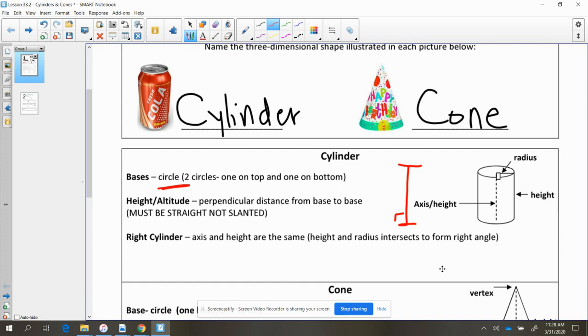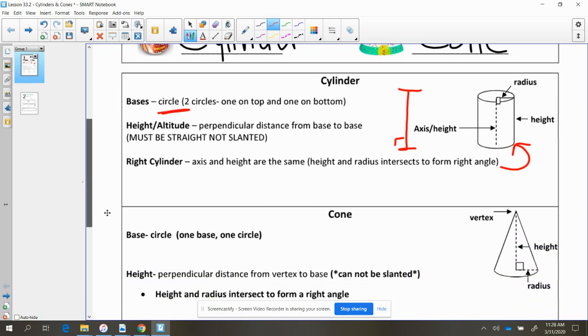And again, this is a great example of a right cylinder, the picture that's given, where the height and the radius intersect to form a right angle. The circles are kind of on top of each other. A little example of an oblique cylinder would be something like this, where notice the height, going top to bottom, is what we would consider the height. This would be an example of a non-right cylinder, what we call an oblique cylinder.